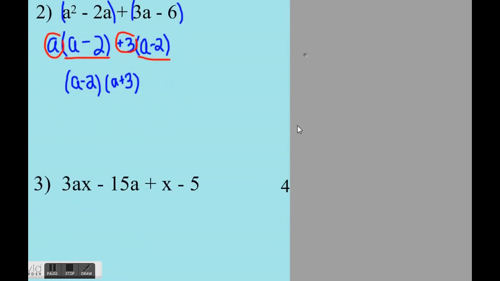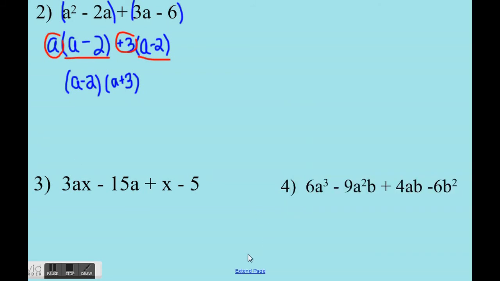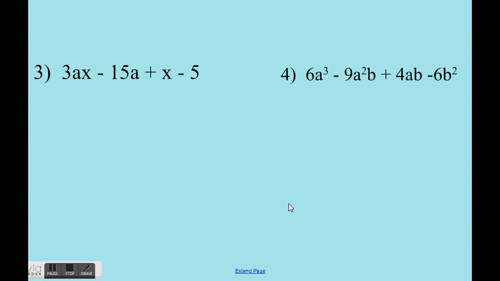Number 3. We have 3ax minus 15a plus x minus 5. Begin by grouping your first two and your last two terms together. For my first group, the greatest common factor of 3ax minus 15a is 3a. If I divide what's in my parentheses by my greatest common factor, I'll be left with an x minus 5.